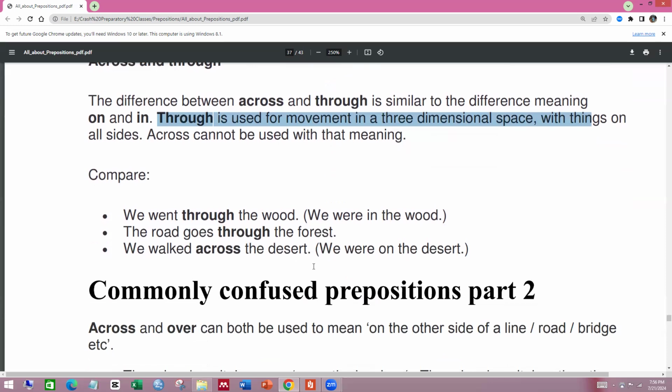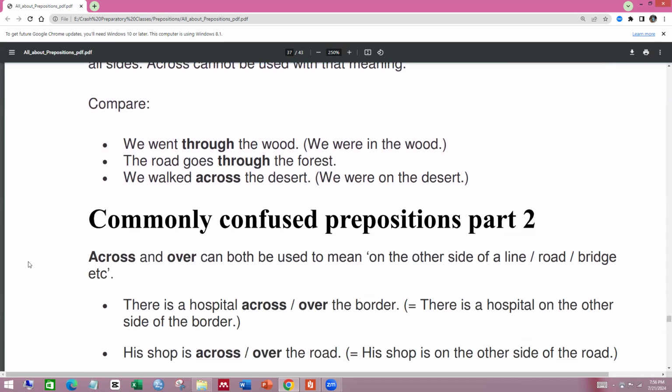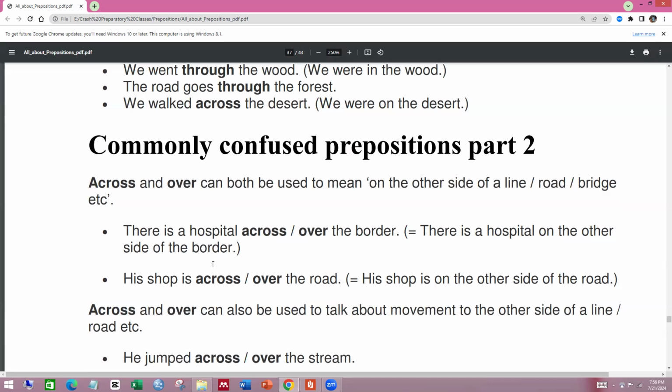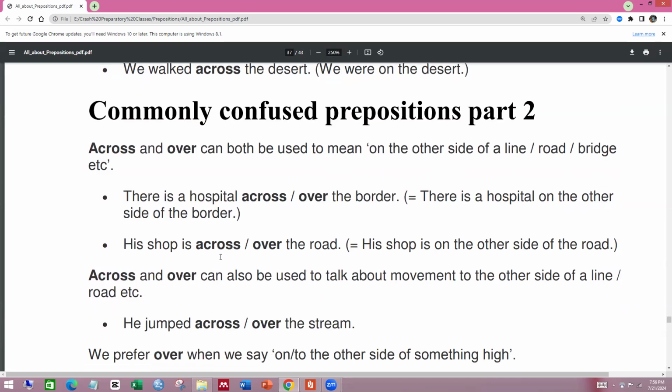Commonly confused prepositions, part 2. Across and over can both be used to mean on the other side of a line, road or bridge. There is a hospital across or over the border. There is a hospital on the other side of the border. His shop is across or over the road. His shop is on the other side of the road.